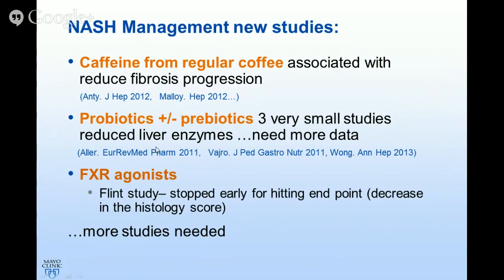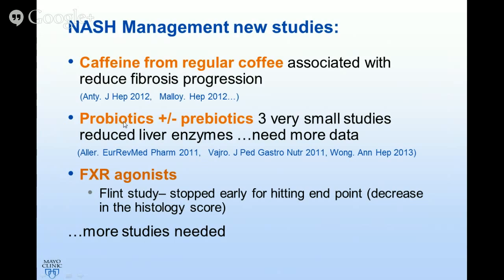There are some newer studies coming up that if you're reading through the internet, you might come across, and some of these look at caffeine in regular coffee, and that can be associated with reduced scarring in the liver, so reduced fibrosis. There are a few very small studies looking at this, and it is something that's getting a lot more attention. So this may be something that at least you don't have to stop.